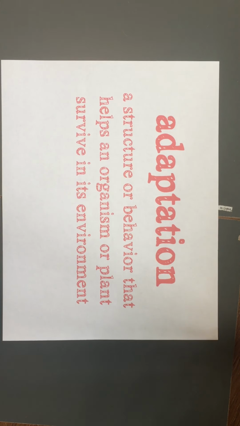Hi again, second grade. Here we are talking about our animal adaptations. Well, you might say, that's a really big word, Mrs. Bennett. I don't even know what that means. Well, an adaptation is a structure or a behavior that helps an organism or plant to survive in its environment. Mrs. Bennett, that's really hard to understand too.